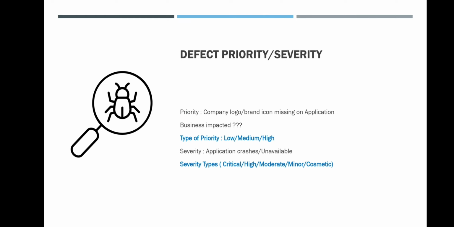So what's defect priority and severity, which I can explain here, it's a very simple difference. The priority is about the company logo or brand. A very simple example for high priority: if there's a bug where, let's say, the logo or brand icon is missing, is the business impacted? If yes, then obviously the priority is going to be very high. Severity means, let's say, your application crashes or is unavailable, you can't use it, you can't log in on the login page, so the severity is high.